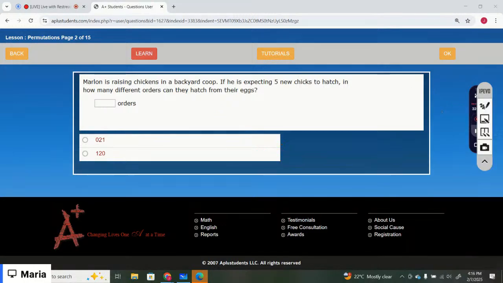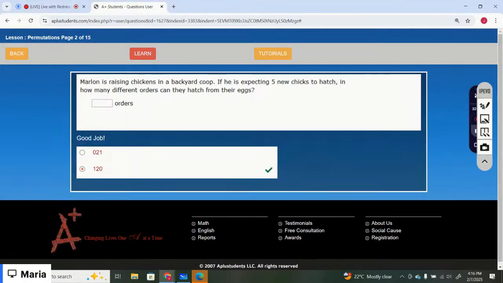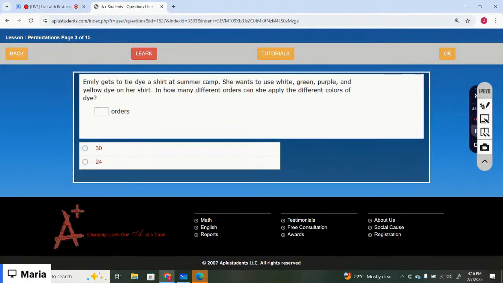So let's just move on to the next one. Emily gets to tie dye a shirt at summer camp. She wants to use white, green, purple, and yellow dye on her shirt. In how many different orders can she apply the different colors?